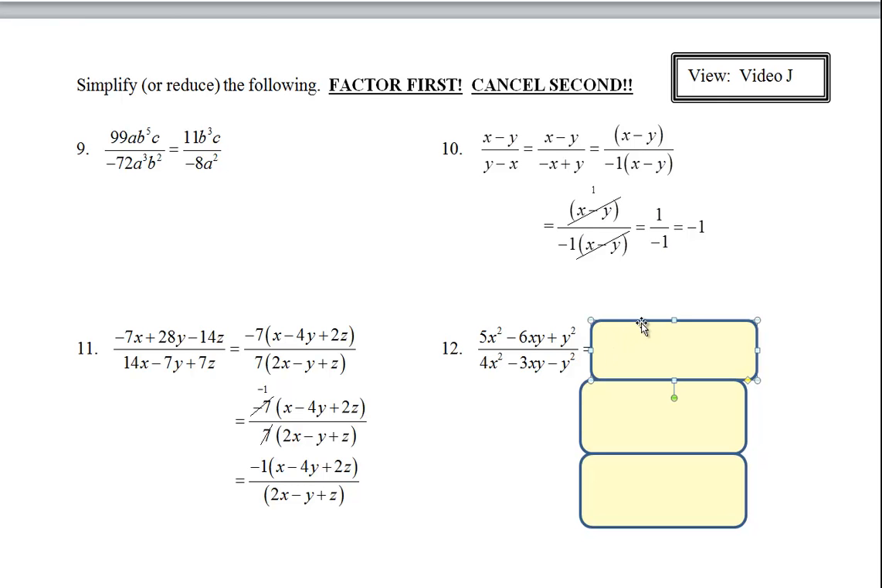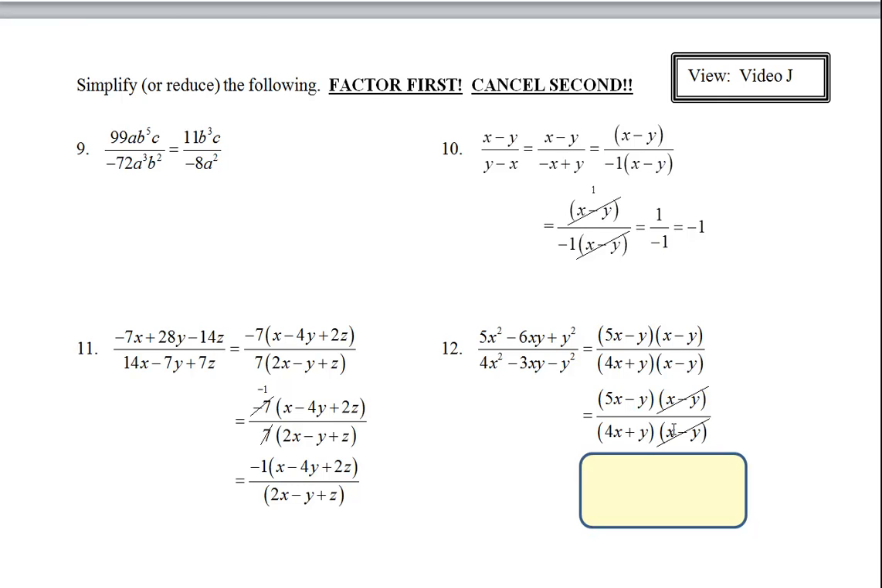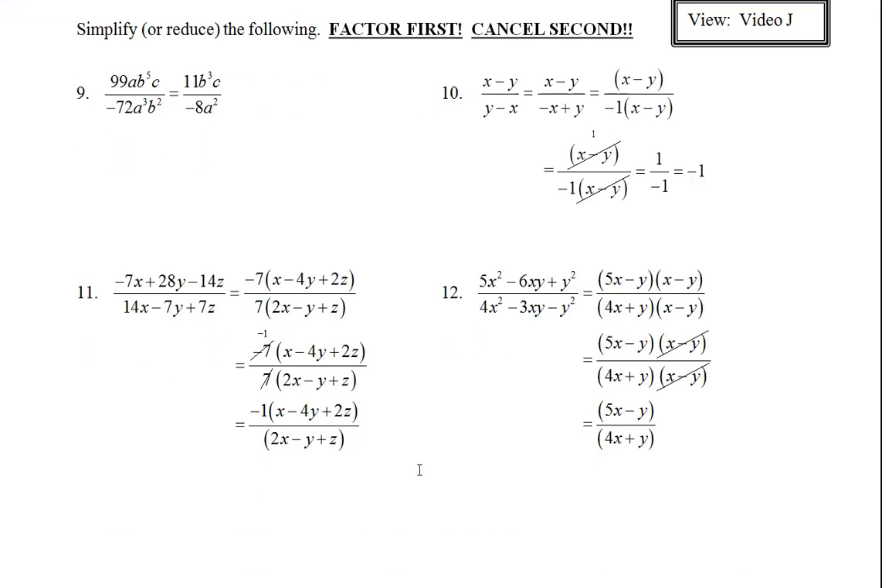So the numerator factors as 5x minus y over x minus y, and the bottom factors as 4x plus y times x minus y. Okay? Notice the parentheses. Also remember, parentheses must match in order to cancel out. So my final answer here is what I have left over. And that's my answer. I'd keep them in parentheses. Maybe that'll keep you from trying to cancel those, because you can't. The parentheses must match. So that's reducing fractions.